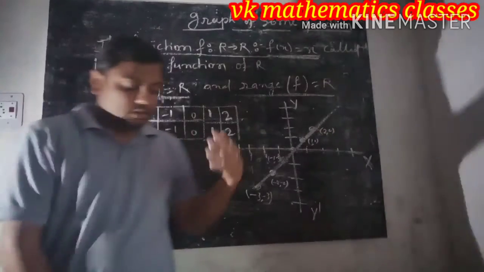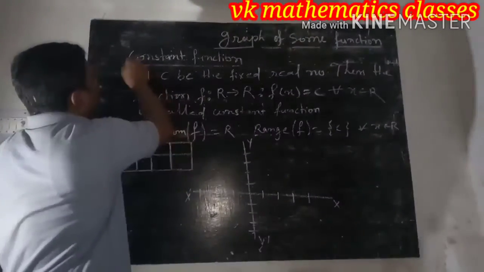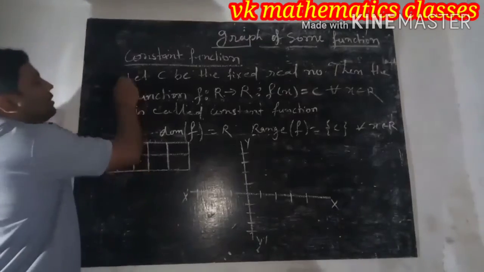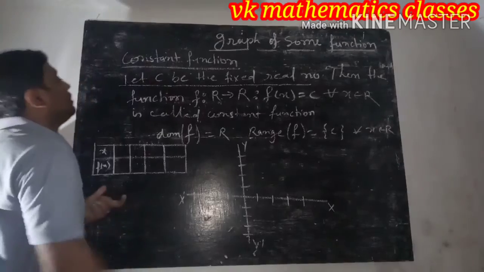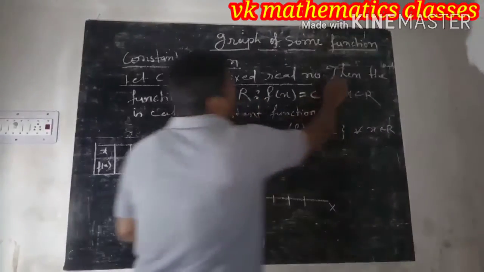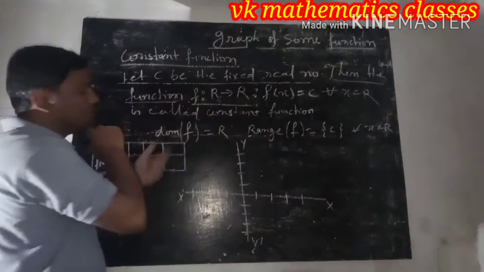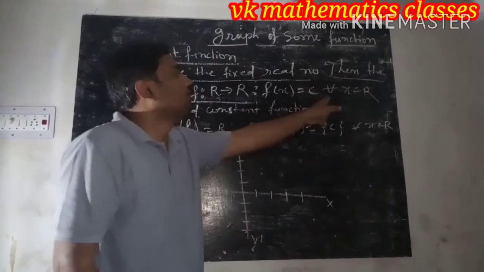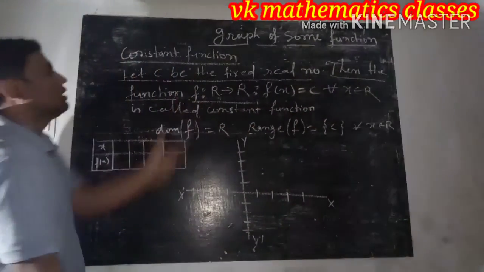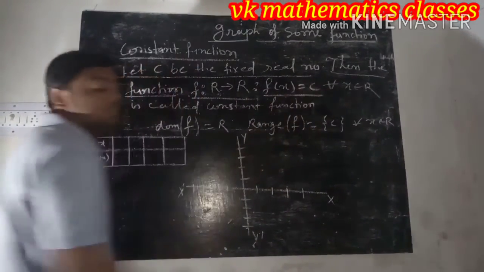Now we discuss the constant function, and the graph of the constant function. The second function is the constant function. Let c be a fixed real number. Then the function f from R to R, a real valued function, such that f(x) is equal to c for all x belonging to R, is known as the constant function, because here f(x) is equal to c and c is a constant number.